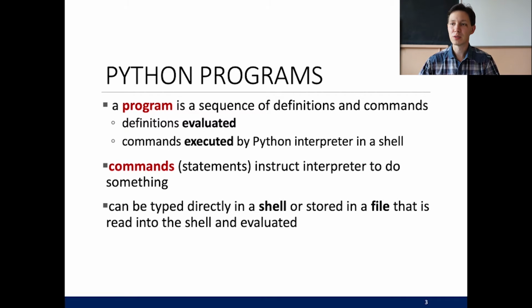Let's start with considering what a program in general is and how it can be written in Python language. A program is a sequence of some definitions and some commands. Definitions are evaluated and commands are executed by Python interpreter in a shell. Commands or statements instruct interpreter to do something. This can be, for example, a printing command, some calculations, reading from file, network interactions, etc. Commands can be typed directly to Python shell or stored in a file that is read into the shell and evaluated.